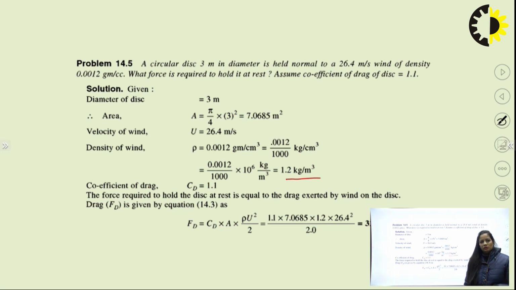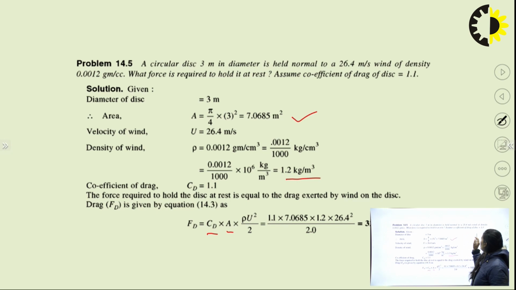Coefficient of drag is also given, that is 1.1. So you need to calculate the force required to hold the disc at rest. It is equal to the drag force exerted by the wind on that particular disc. So simply you need to calculate the drag force. CD is given as 1.1. The area you can calculate by applying this formula, and it was calculated as 7.0685 meter square.